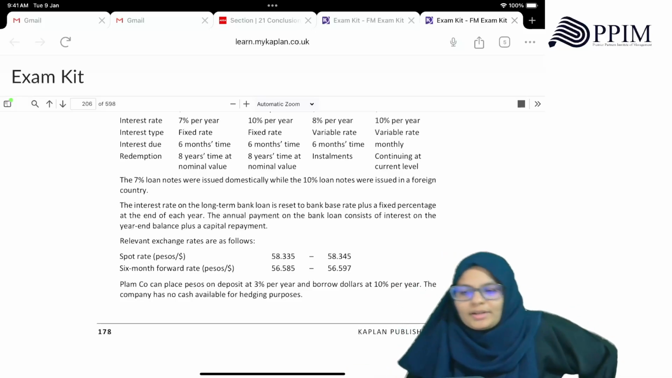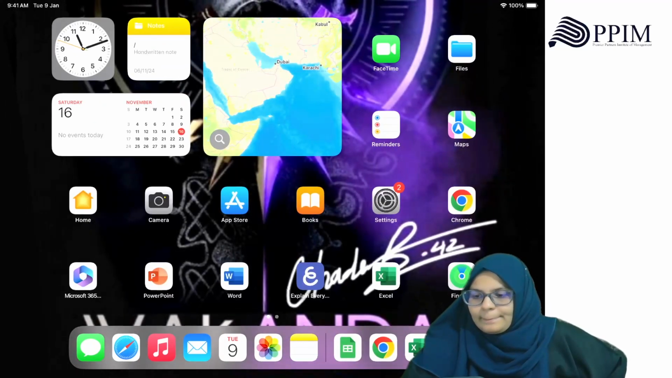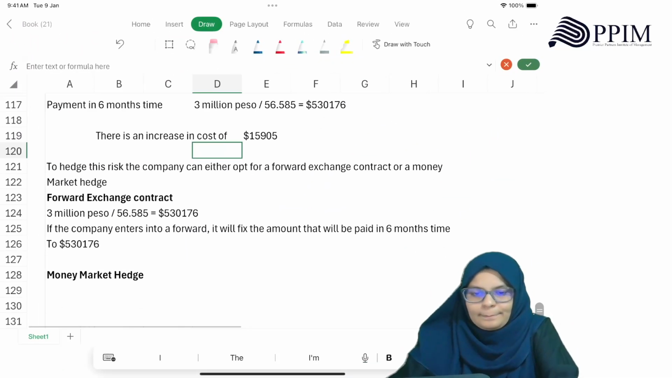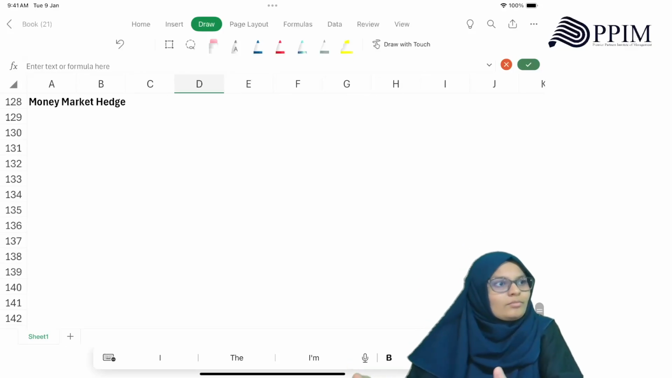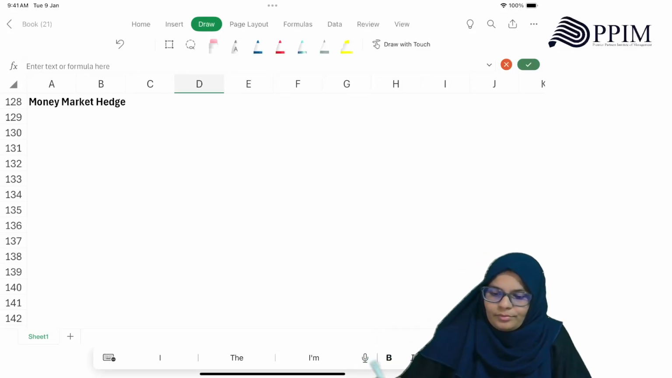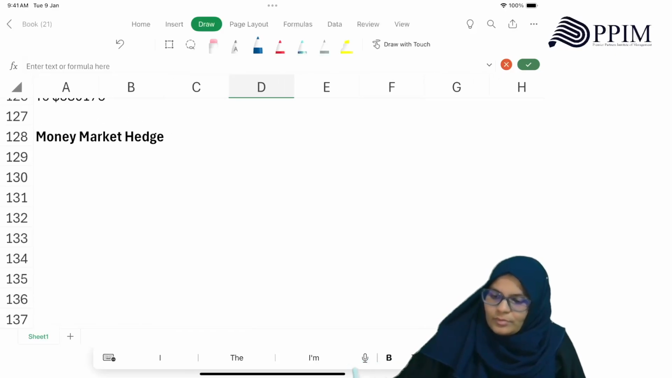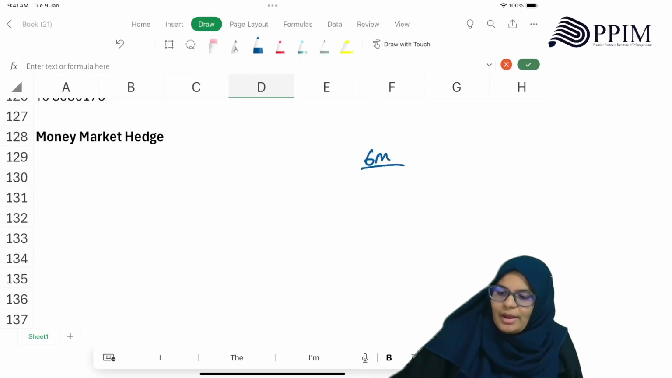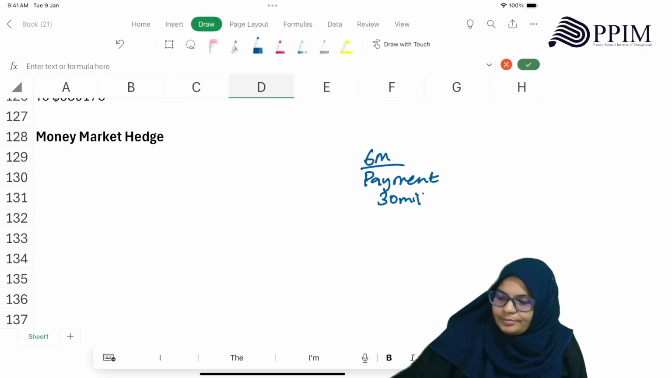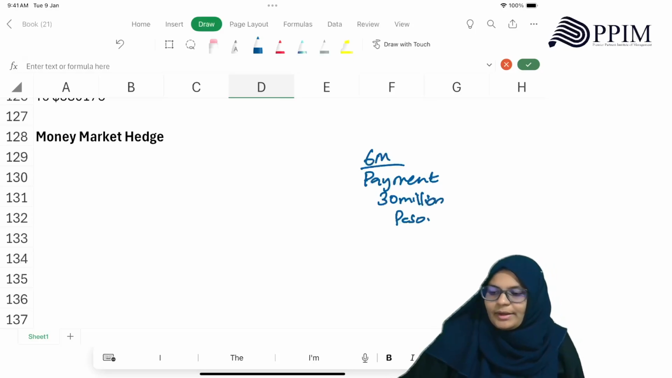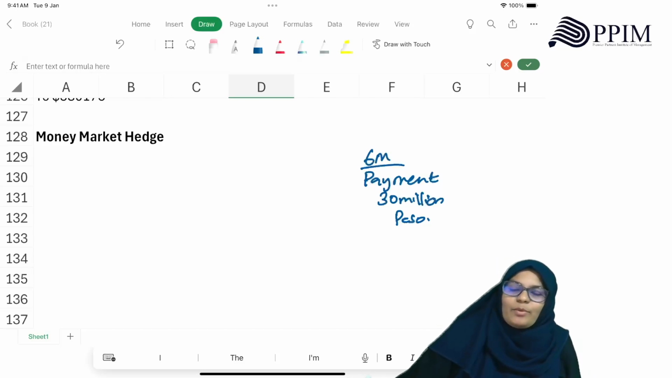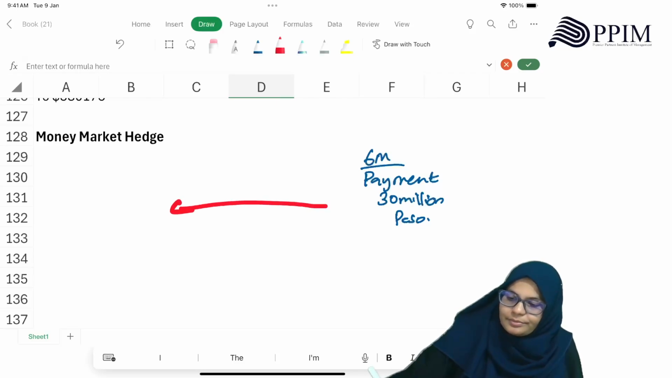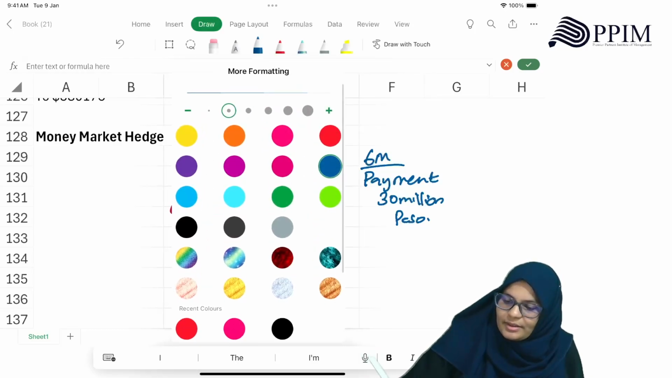If I was to do the money market hedge, in 6 months time, what's going to happen? I need to have a payment of 30 million pesos. If I'm going to pay in 6 months time, what do I have to do today? Payment is a liability, so today I have to do the opposite. I need to create an asset.